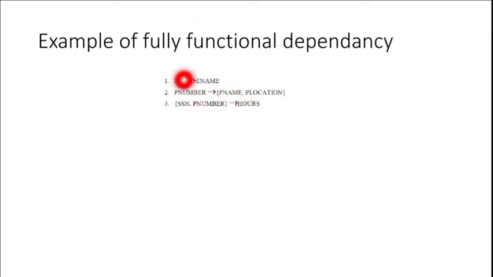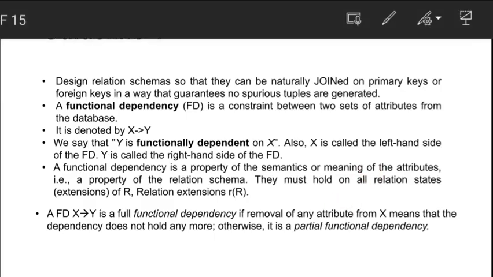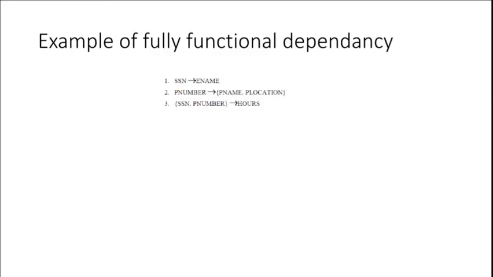I showed you with the example. You can't remove any attribute here. If it's possible to remove any of the attributes, then it is called partial functional dependency. So you can see here, FD is a property of the relation schema, not a particular relation state. That means functional dependency holds for all the values present in the table. If you have 5 SSN here, all 5 SSN definitely will be functionally dependent. If you have 5 E names, all the records will have the functional dependency. Functional dependency is with respect to attributes, not with respect to records.